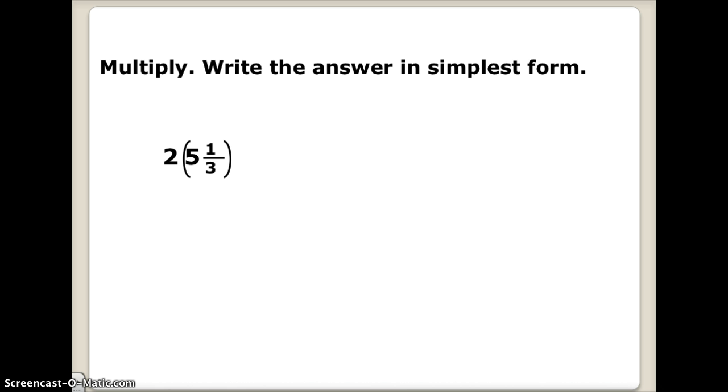Okay, what if we have a whole number times a mixed number? We want to eliminate that mixed number. So we start by turning that into an improper fraction. And you've done this before, but remember you take the whole number times the denominator, which would be 5 times 3, plus the numerator, which is 1, and it all gets placed over the original denominator of 3. So 5 and 1/3 is the same as 16/3.